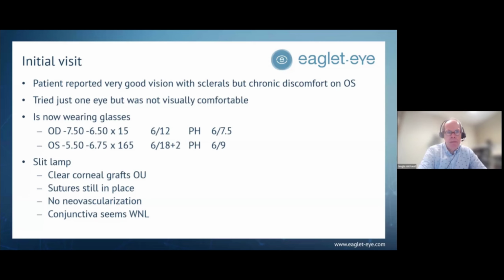Computer is problematic for her because she has high myopia, astigmatism, irregular astigmatism, of course, as we expect from a corneal graft. Vision is 6/12, 6/18, but the vision may be improved because under pinhole we have 6/7.5 and 6/9 as best potential visual acuity. The grafts are clear. Sutures are still in place. No problem really with ocular health so far.